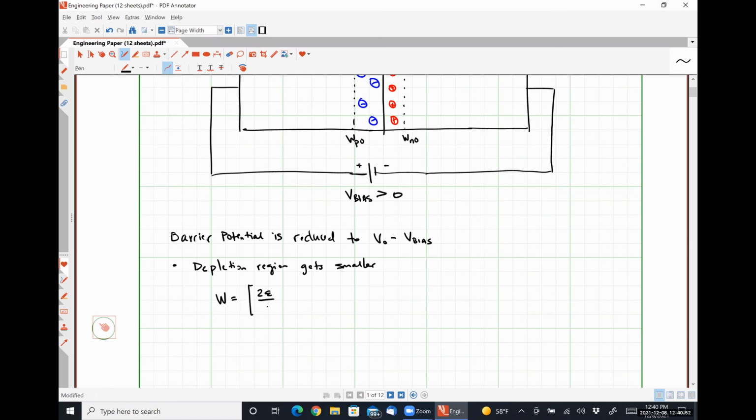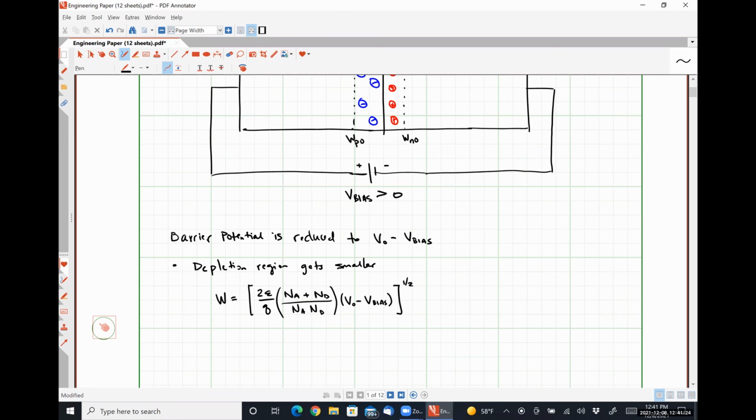Twice epsilon over Q, times NA plus ND divided by NA times ND. And now we'll have V naught minus V bias, and all of this to the 1/2 power.